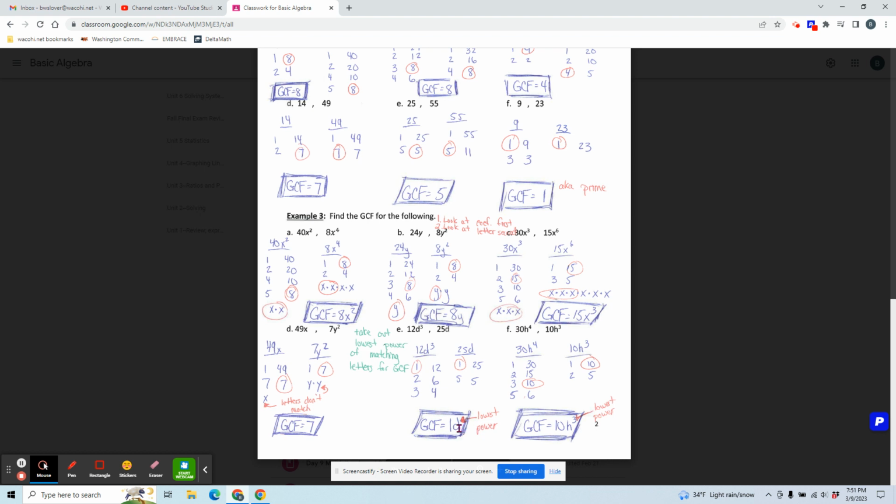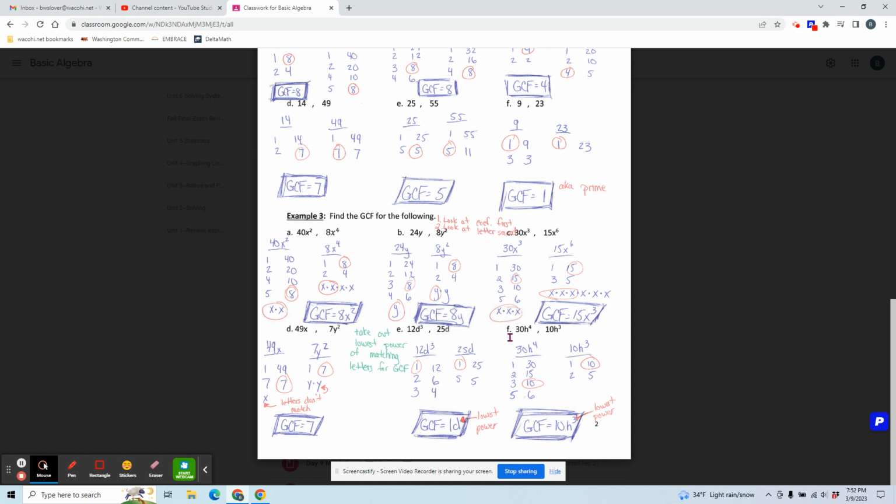Now let's go back and look at letter A, B, and C. Let's see if that worked. X squared and x to the fourth. Same letter. My lowest power was x squared. That's what was in my greatest common factor. I have a y and a y squared. My lowest power was a y, and that's what I took out in my greatest common factor. I have an x cubed and an x to the sixth. Same letter. My lowest power is x cubed, and that's what I took out.